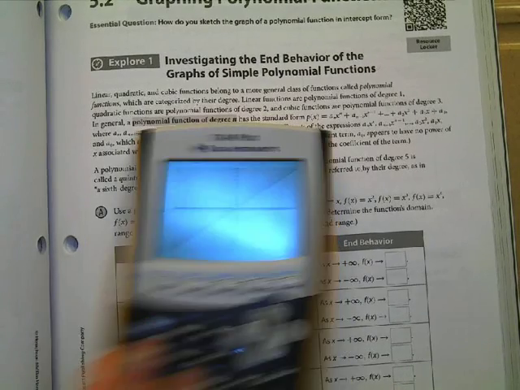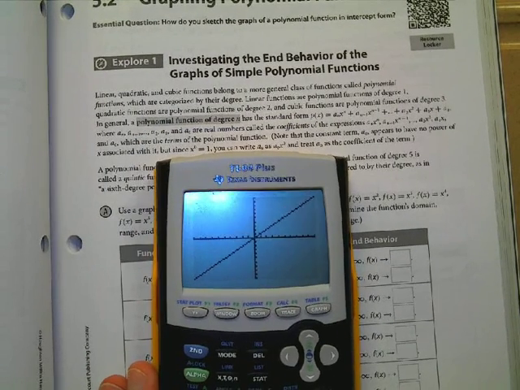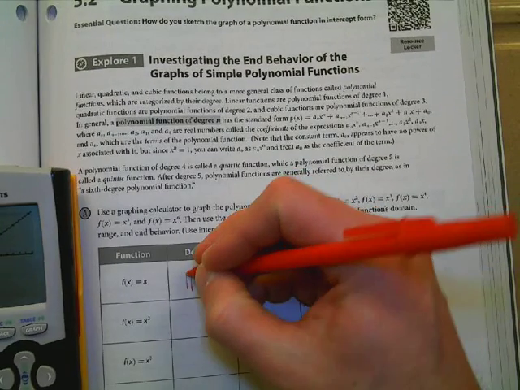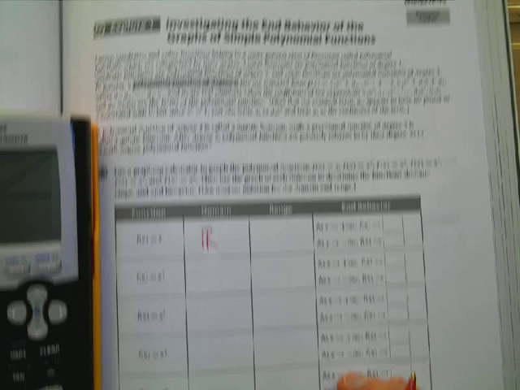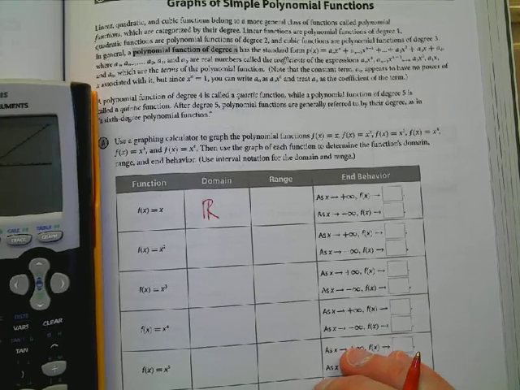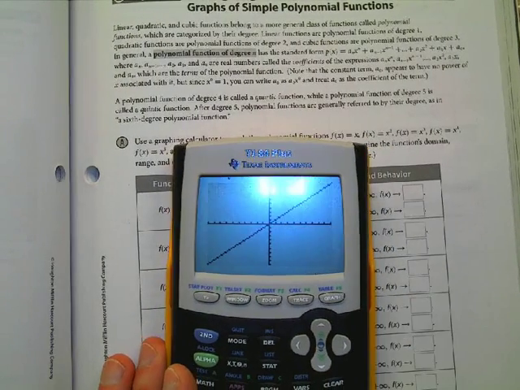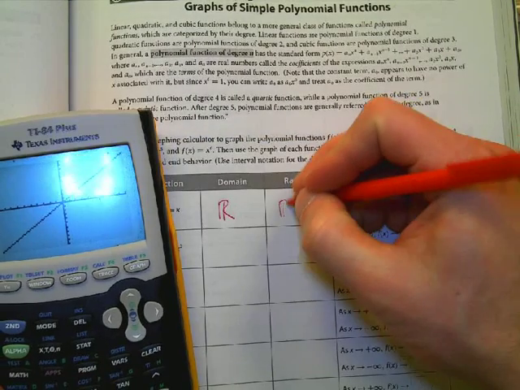What is the domain of this polynomial function? All real numbers. So you can just put a capital R there with the two lines. Okay. What's the range of this polynomial function? All real numbers, same thing. Okay, good. Now, end behavior.